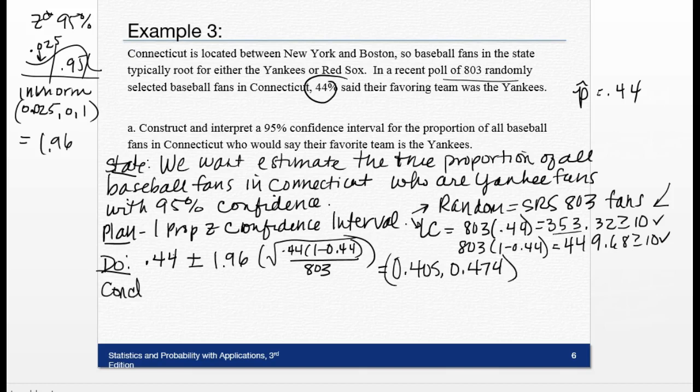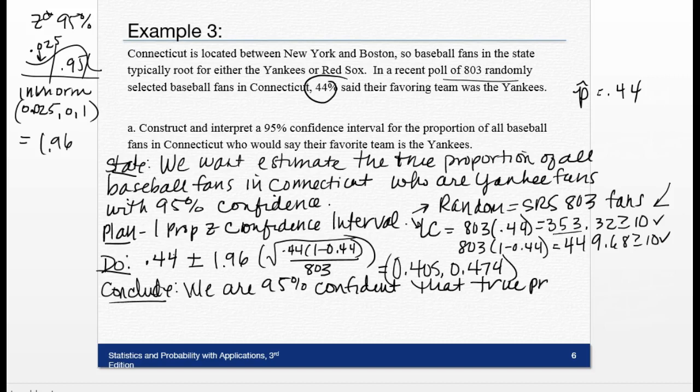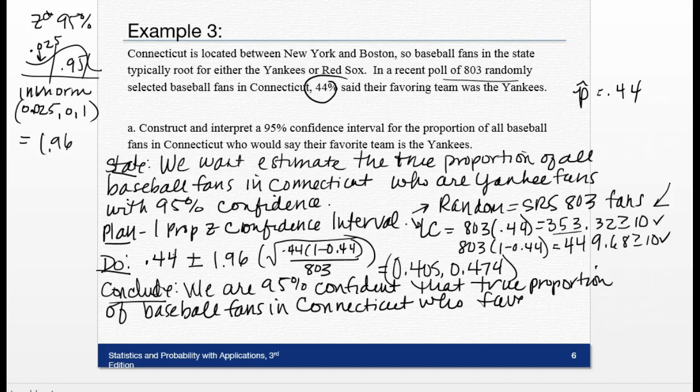So we do the conclude and we put some context on this, okay? What does this mean? It says we are 95% confident that the true proportion of baseball fans in Connecticut who favor the Yankees is between 40.5% and 47.4%. Okay? All 4 steps are needed. You got to do it.